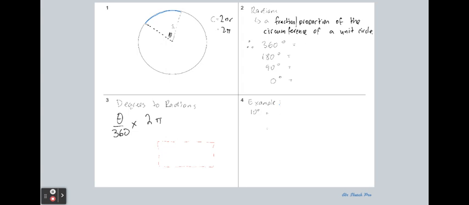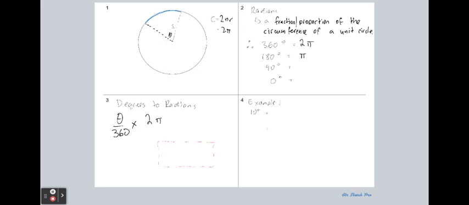So, for example, for 360 degrees, that would be the full circle. And so that would be 2 pi. Yeah? For half of that, 180 degrees, how much of the circumference would that be? Half of it, and therefore it would be pi. Like so.